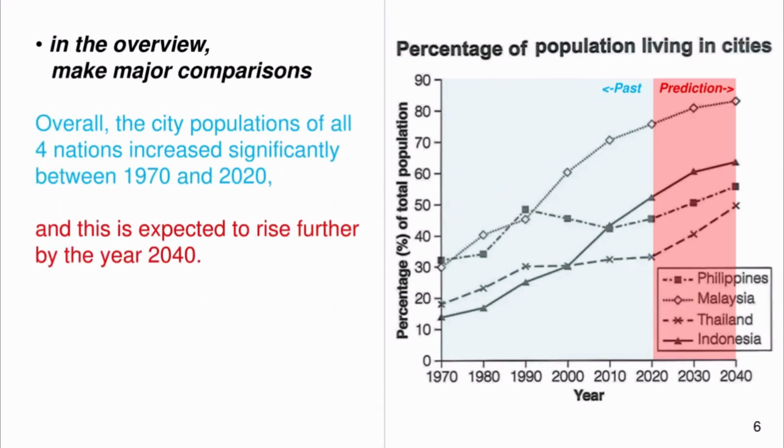Now, in the overview, make major comparisons. Overall, the city populations of all 4 nations increased significantly between 1970 and 2020, and this is expected to rise further by the year 2040.